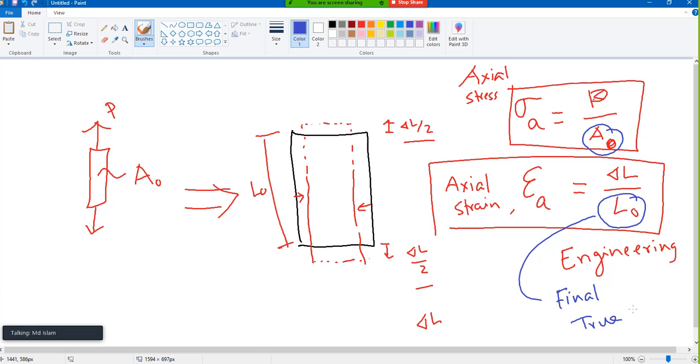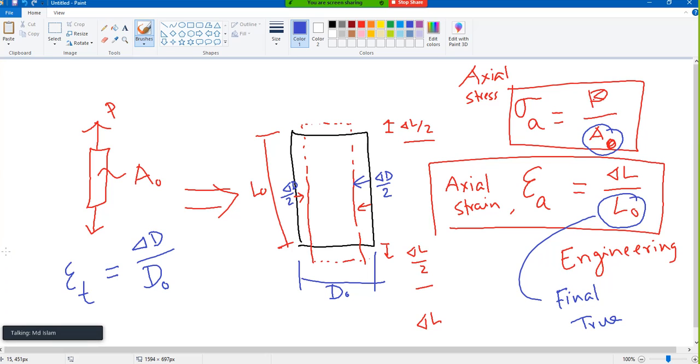Now something else you can see. So my lateral dimension is also decreasing. Say this side decreases delta D by 2. D means diameter. So this side also delta D by 2. Original diameter say D naught. Then in lateral side or transverse side, I have some lateral or transverse strain. What is that? Lateral decrease in diameter divided by lateral original diameter. So that is a new term.